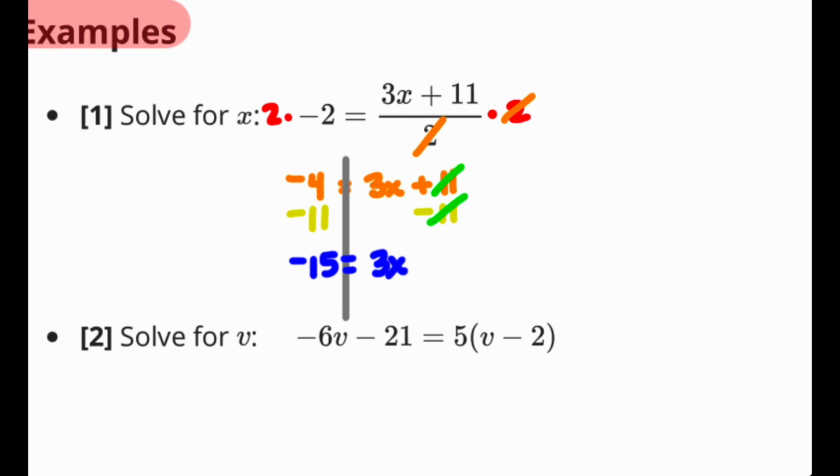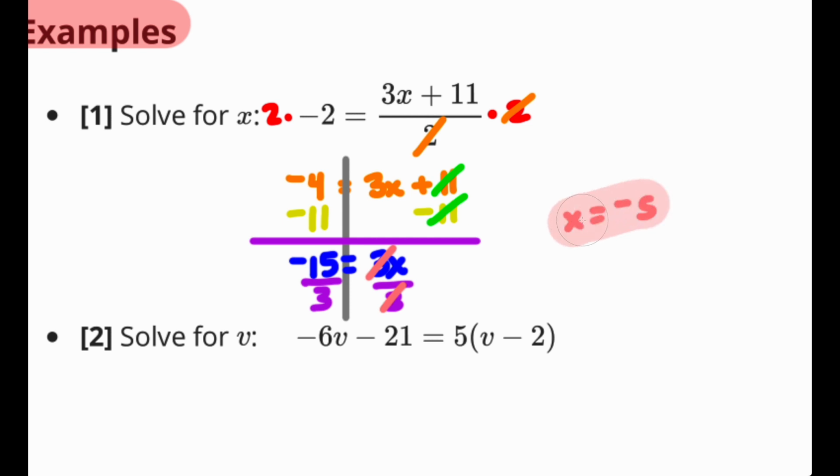And just like that last example problem we had, put a line right here just to divide this out. We're going to divide both sides by 3 here. And when we do that, it ends up causing that x to be isolated. So now it says x equals negative 15 divided by 3, which is just negative 5. And we end up having the answer x equals negative 5.